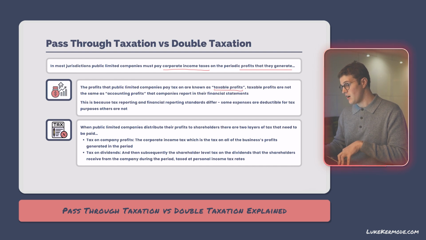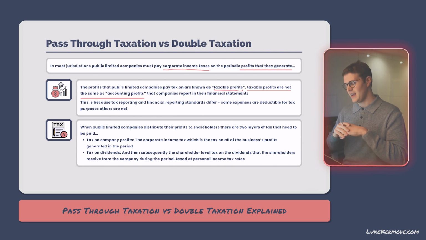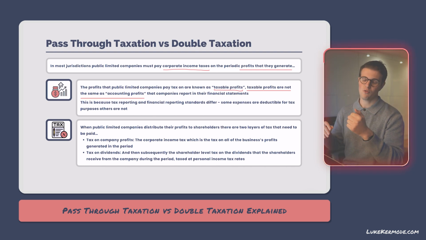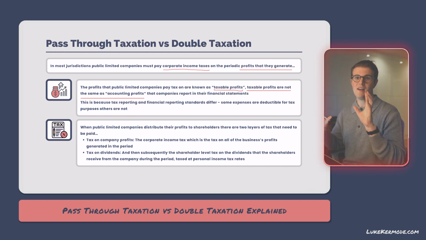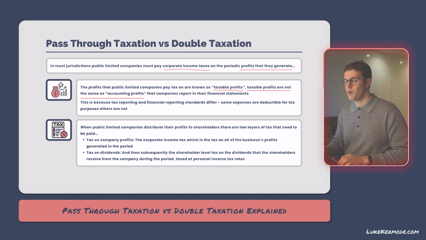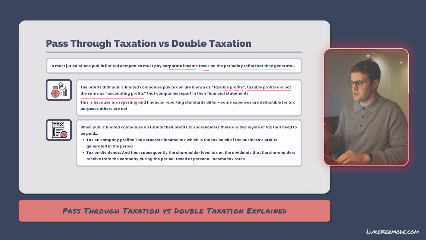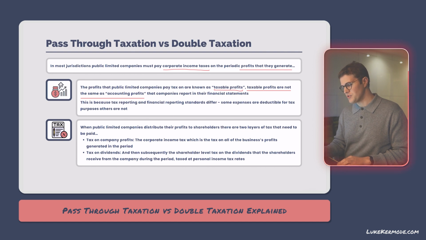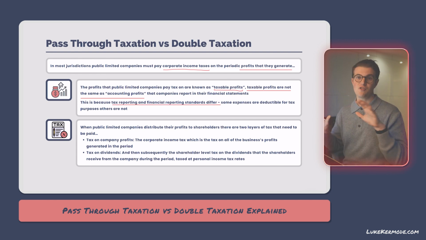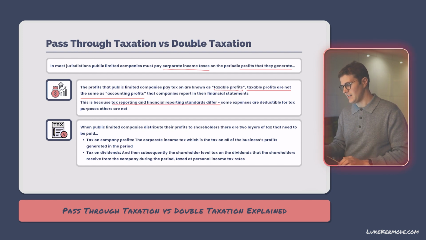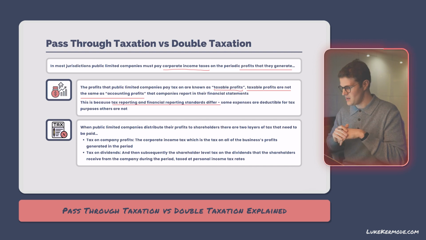And taxable profits, to be clear, are not the same as accounting profits. When you look at an accounting profit in an income statement or in an annual report that the company publishes, that profit is different to taxable profit. That's because there are different expenses that you can deduct from your accounting profit that you can't deduct from your taxable profit, and many other nuances that we won't go into in this video. Taxable profit is not quite the same as the accounting profit that companies report in their financial statements, because tax reporting and financial reporting standards differ. Some expenses are deductible for tax purposes, while others are not.